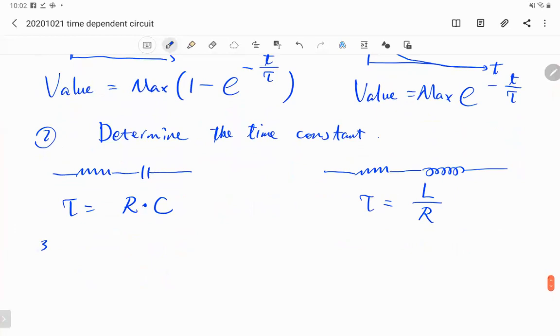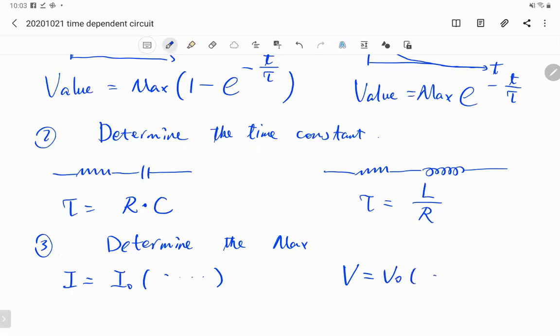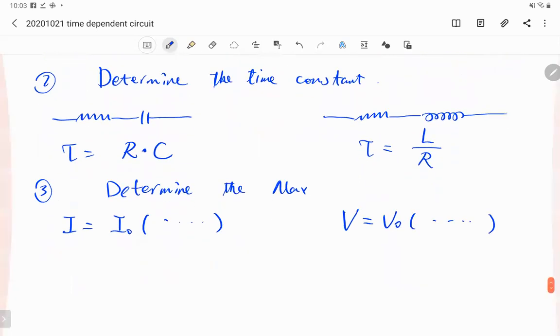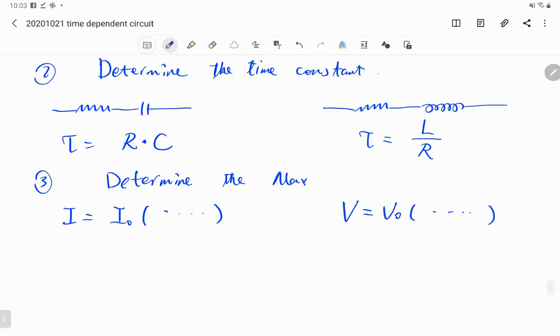So third one, determine the maximum value. So if we want to know I as a function of I_0 something, or V as a function of V_0 something, it will be the increasing curve or dropping curve, but we just follow this rule. The maximum value of the voltage is the voltage of the battery. That's the maximum voltage in the circuit.